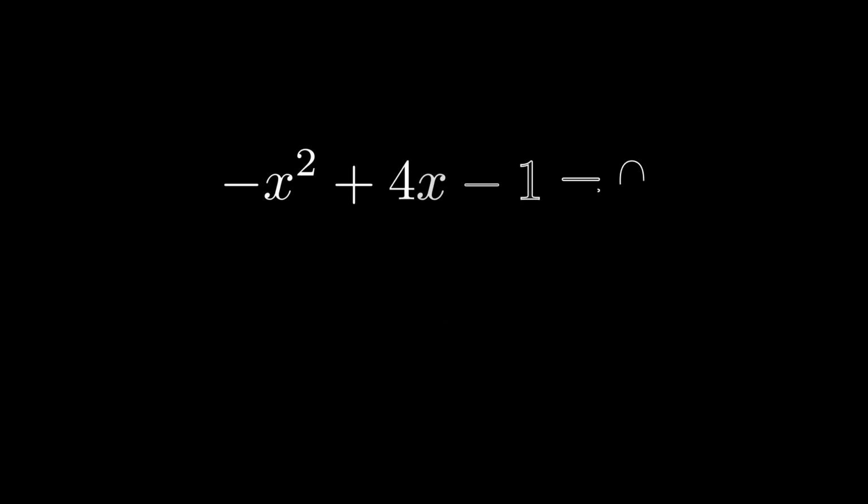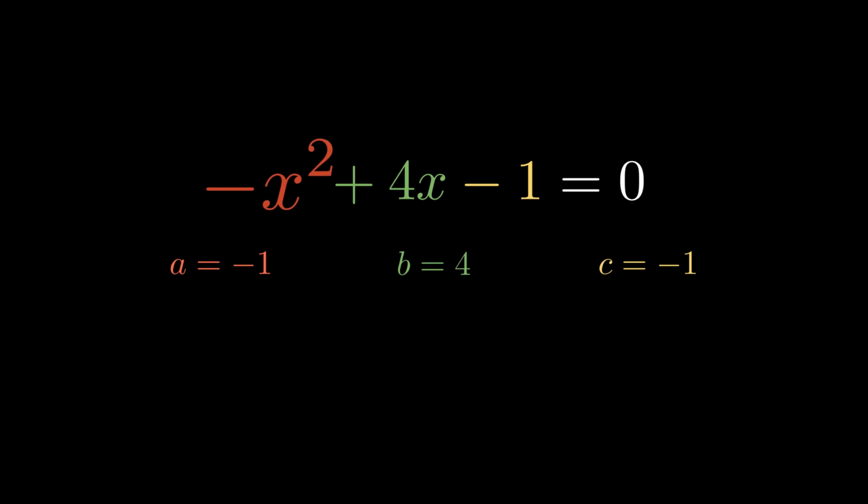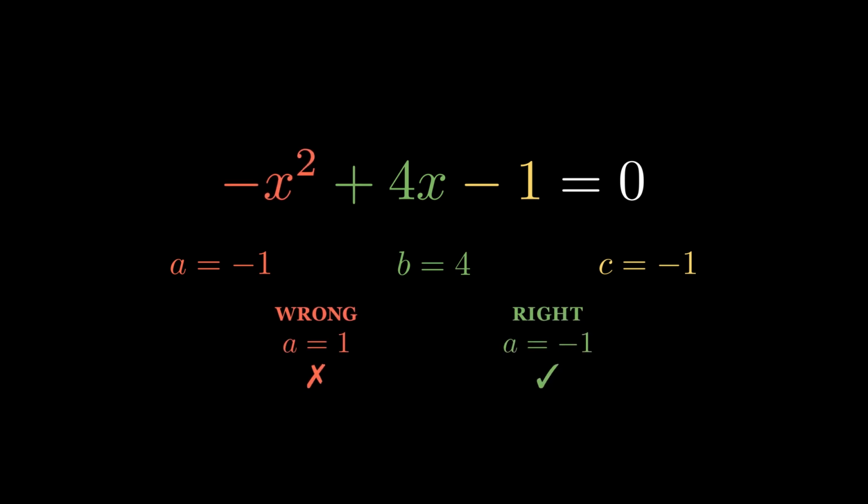Round 3. The negative no-good varmints. -x squared plus 4x minus 1 equals 0. That gives A equals -1, B equals 4, C equals -1. That minus sign on the front belongs to A. A lone negative x squared means A equals -1, not 1. Don't let it sneak past you.